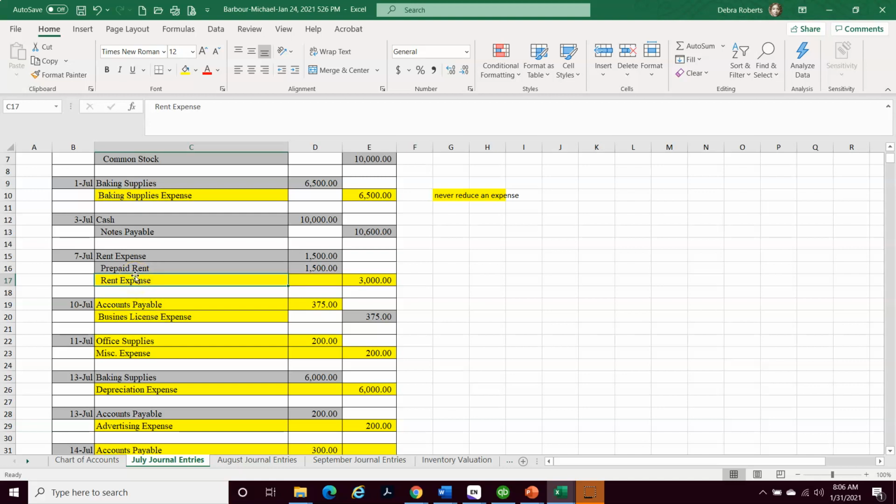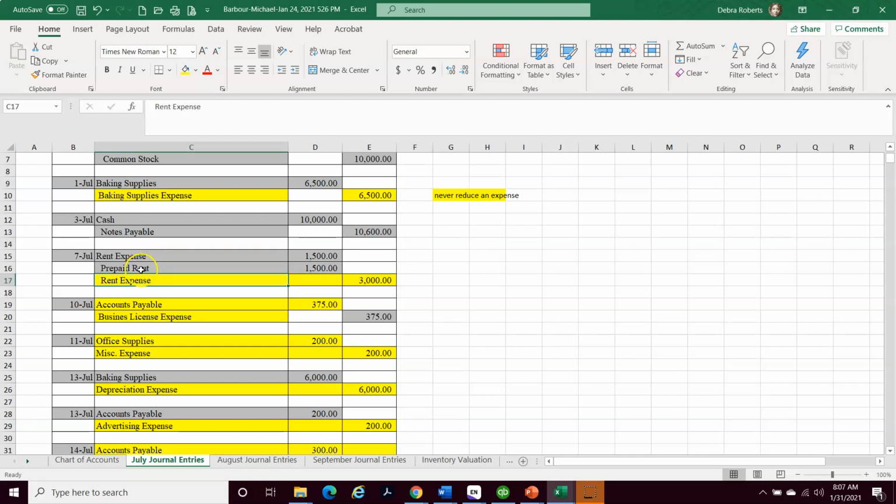So when we are recording transactions, we need to know the following. Increases to assets are going to be debited. Increases to liabilities and equity are going to be credits. Increases to revenues are going to be credits. Increases to expenses are going to be debits. Why? Because an expense is a reduction in your equity. Therefore, this entry here should not be decreasing the expense.